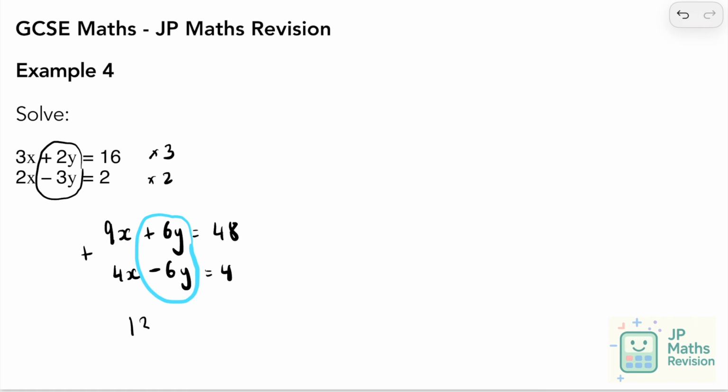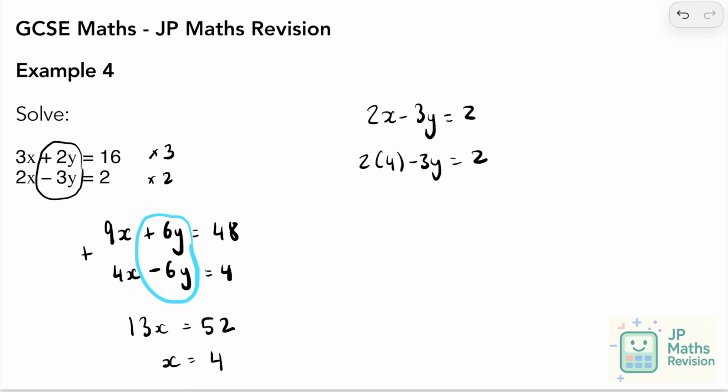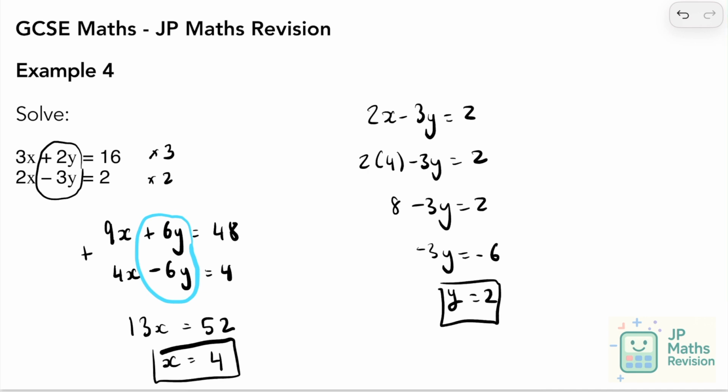So we end up with 13x equals 52. And then dividing both sides by 13, we have 4. So x equals 4. Now I'm going to pick an equation, the top one or the bottom one. So let's do the bottom one this time. So we have 2x minus 3y equals 2. So 2 times 4 minus 3y equals 2. So 8 minus 3y equals 2, so minus 3y is minus 6, and therefore y is equal to 2. So the pair of solutions to this one is x equals 4 and y equals 2.